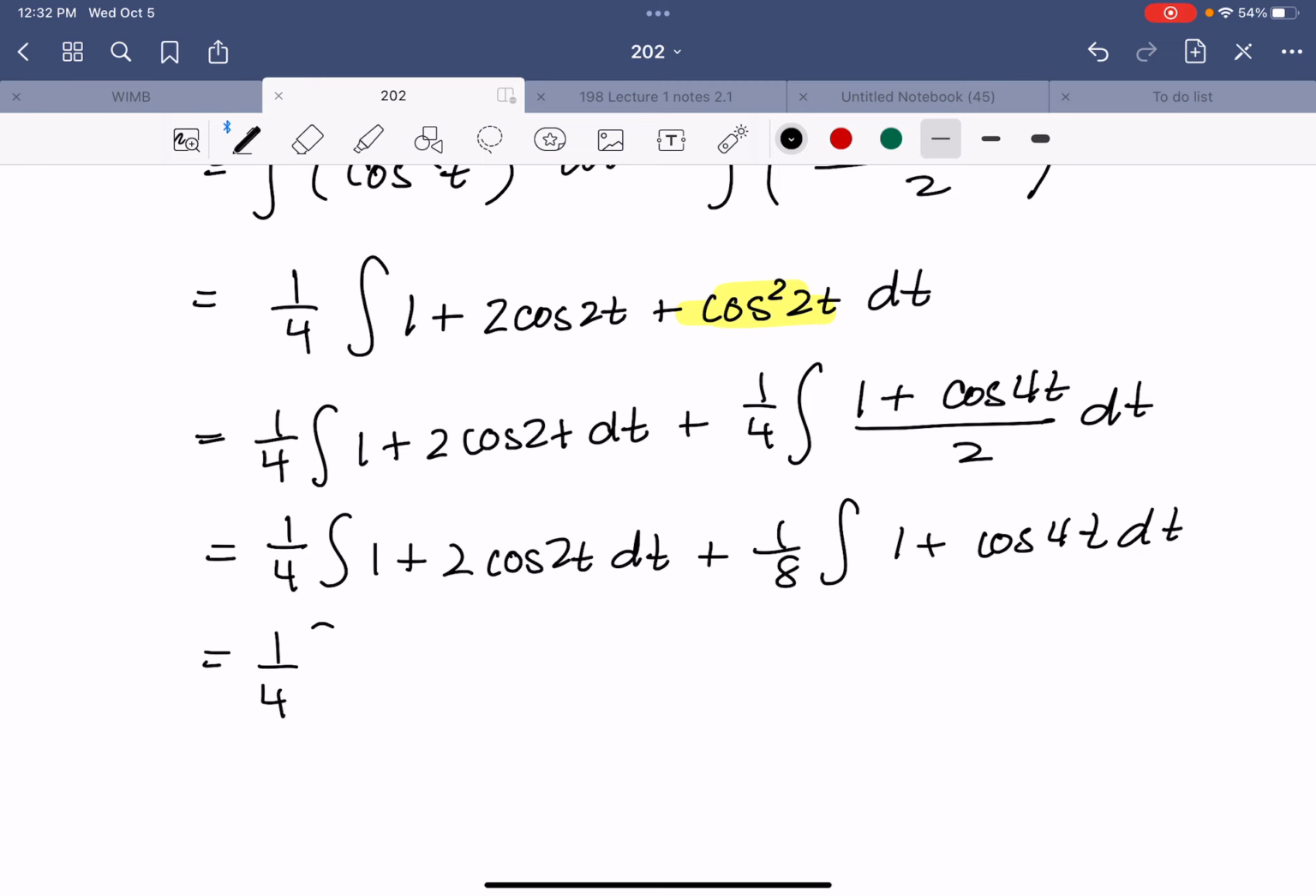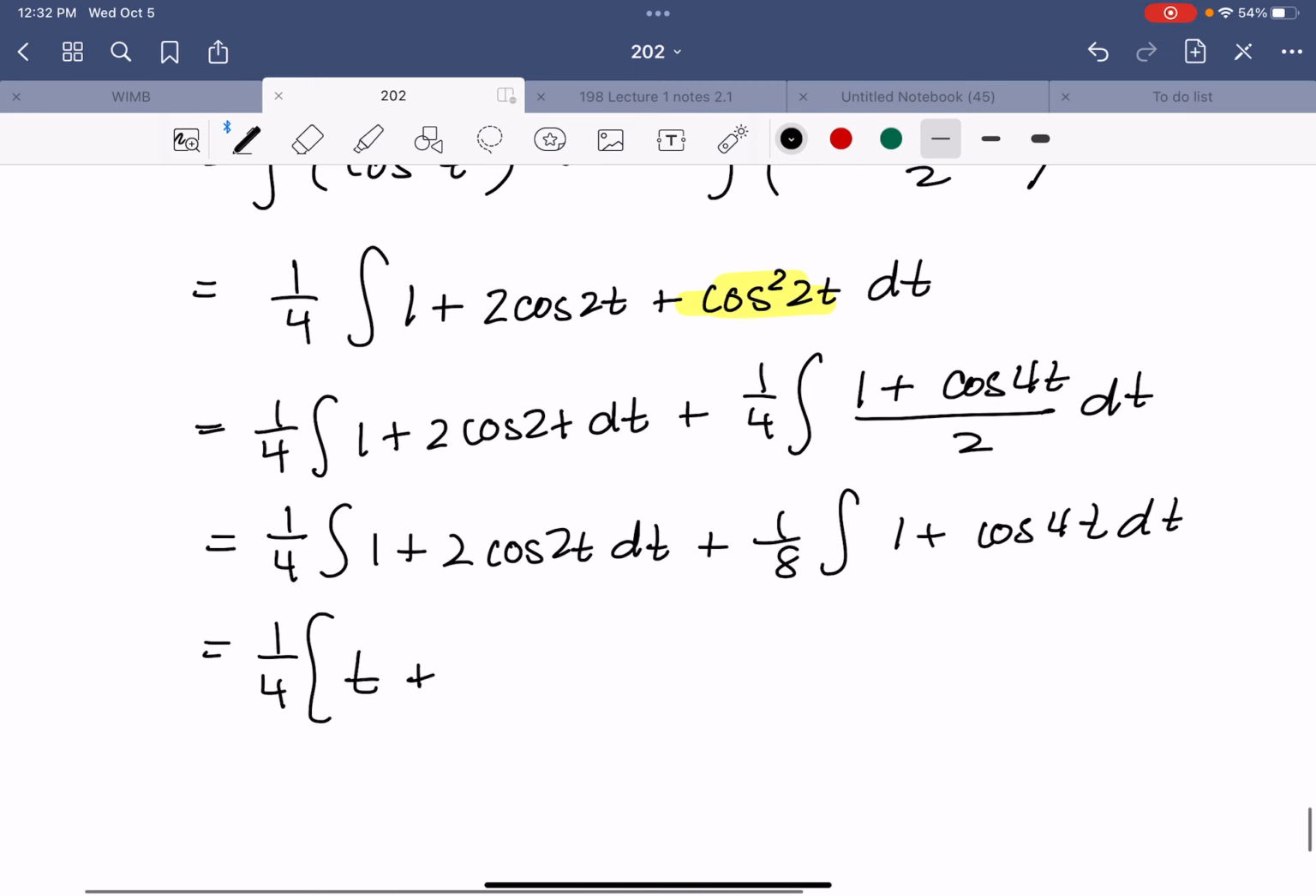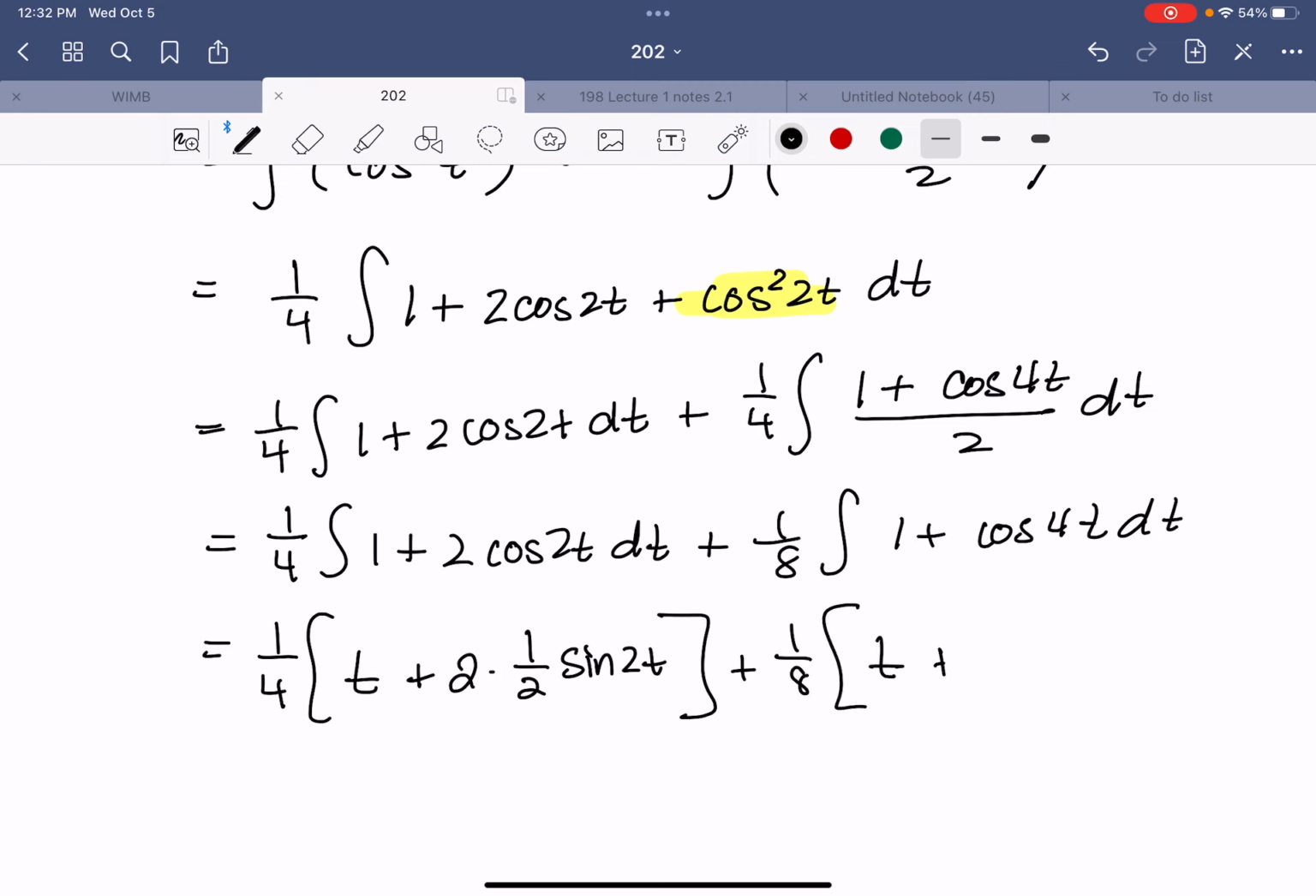So I've got a 1/4 out front. Antiderivative of 1 is t. For cosine 2t, we get a 1/2 that pops out of a baby u sub. Antiderivative of cosine is sine 2t. And then over here we have 1/8. Antiderivative of 1 is just t. For cosine of 4t, we get a 1/4 that pops out of a baby u sub. Antiderivative of cosine is sine. Keep the same argument. Plus a constant.